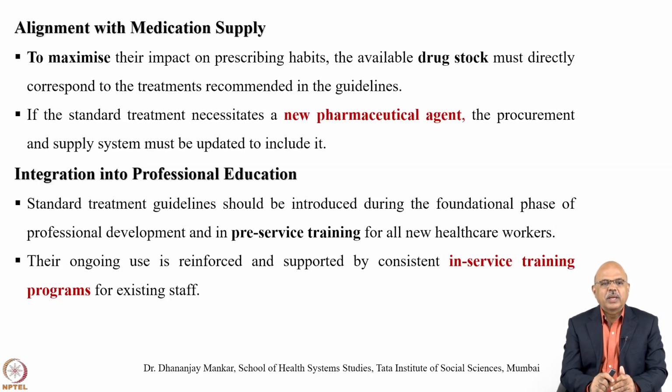Alignment with medication supply. This is with respect to supply chain management, where you may find an impact on prescribing habits. The available drug stocks must directly correspond to the treatment recommended in the guidelines. And even when a new pharmaceutical agent is necessary, the procurement part needs to be updated and included.